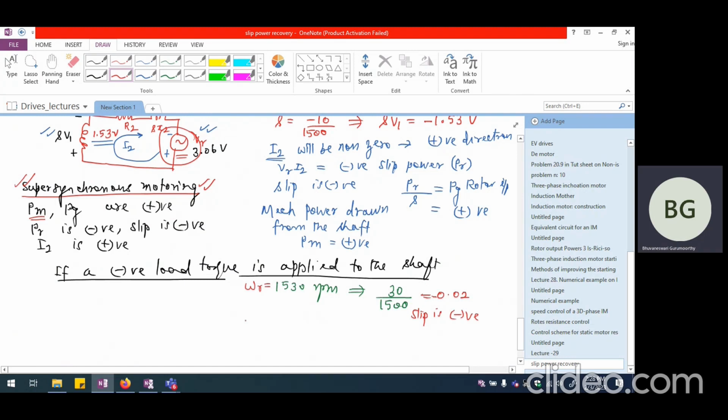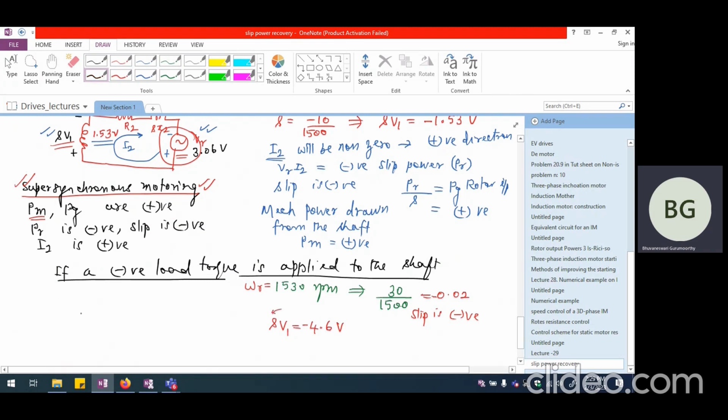Now the voltage that is actually developed on the stator side is going to be S times V1, which is minus 0.02 multiplied by 230. So that is going to be about 4.6 volts. So I'm going to have 4.6 volts with a negative sign because slip is negative.